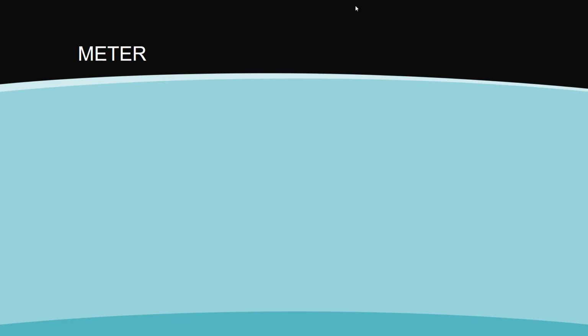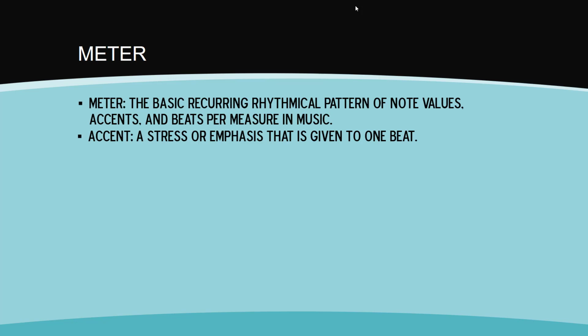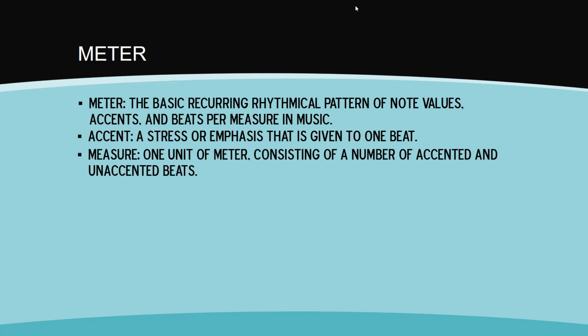In Western music, we tend to group rhythms together in sets of 2s, 3s, or 4s. These groupings are referred to as meter. Meter is the basic recurring rhythmical pattern of note values, accents, and beats per measure in music. An accent is a stress or emphasis that is given to one beat. A measure is one unit of meter, consisting of a number of accented and unaccented beats.